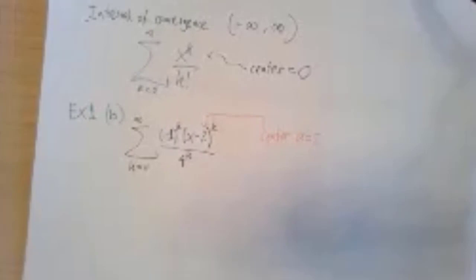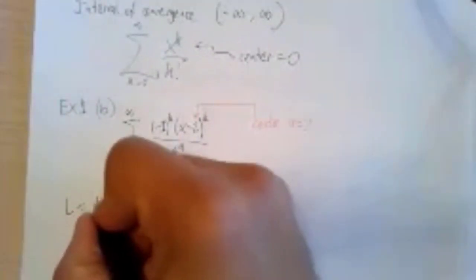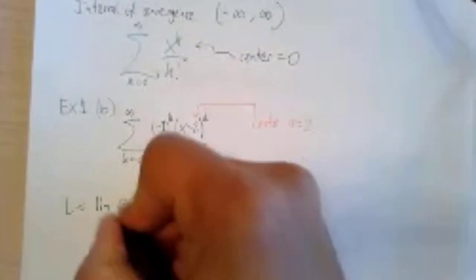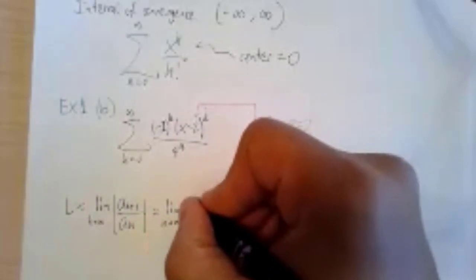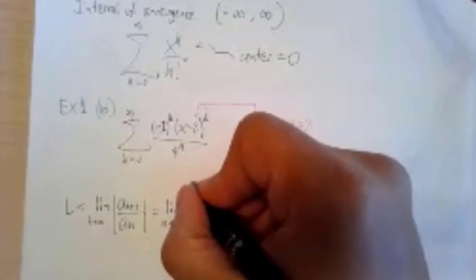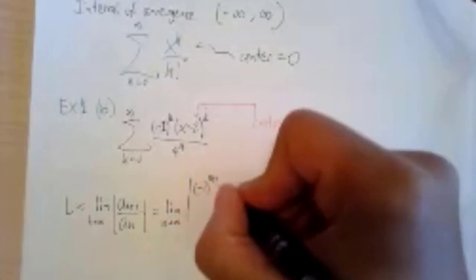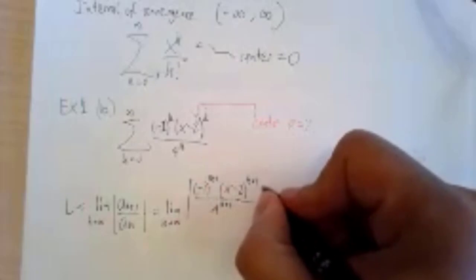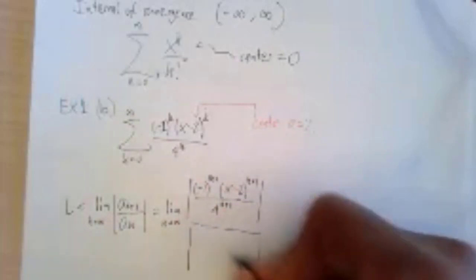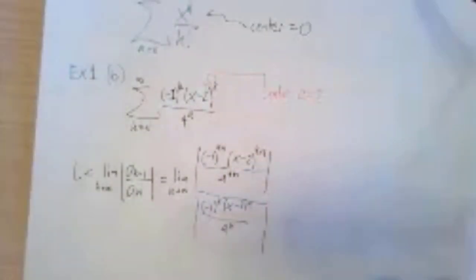All right? So let's take a look at the ratio test. How do we do it? Same way. We are calculating a limit L of a_(k+1) over a_k in absolute value when k goes to infinity. And what is this limit? Well, let's write it down. So on the top, we have -1 to the k plus 1, x minus 2 to the k plus 1, and in the bottom, 4 to the power k plus 1. And in the bottom, -1 to the k, x minus 2 to the power k, 4 to the k.